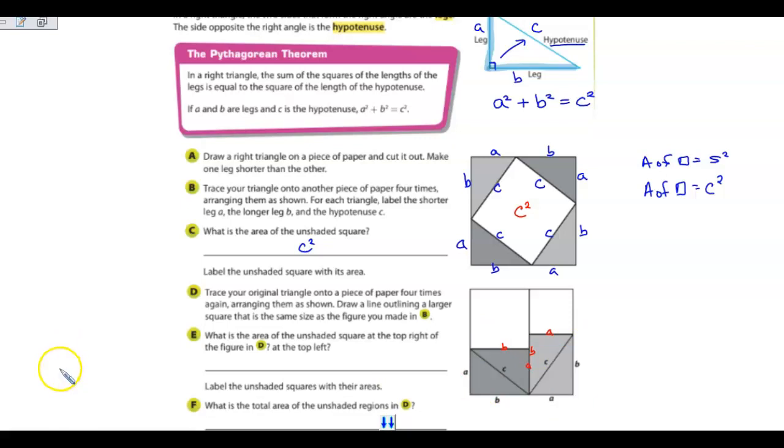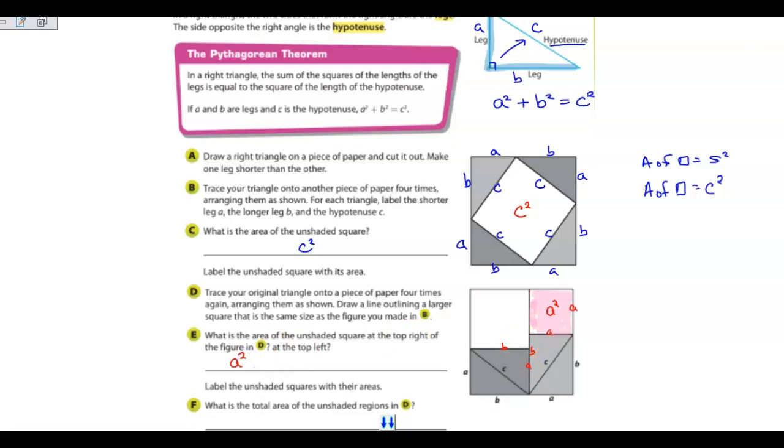So what is the area of the unshaded in the top right of the figure? So they're talking about this box right here. And so if I wanted to find the area of this box, how would I do that? Well, again, we know that this side, it's a square. And so this is an A, this is an A, and we know that the area of a square is side squared, right? And so in this case it would be A squared.